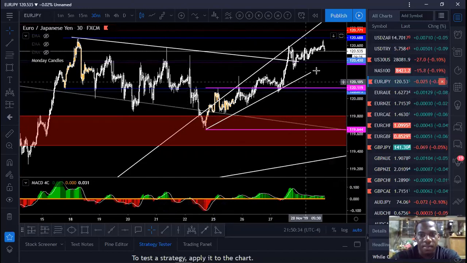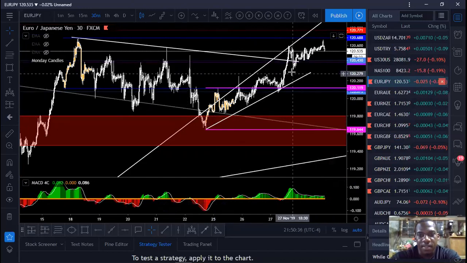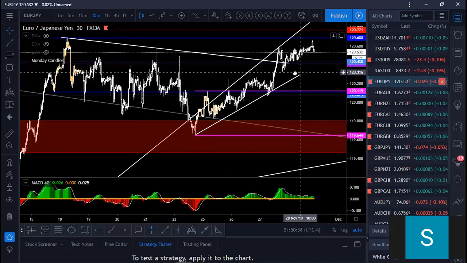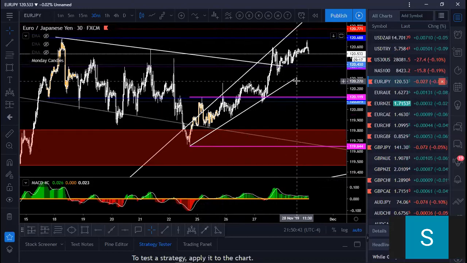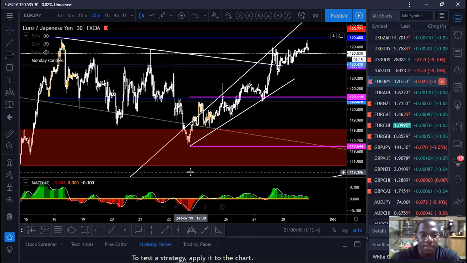All right, so this is looking nice too. You drew your trend line. I think it's a break too. We draw the next trend line right here.